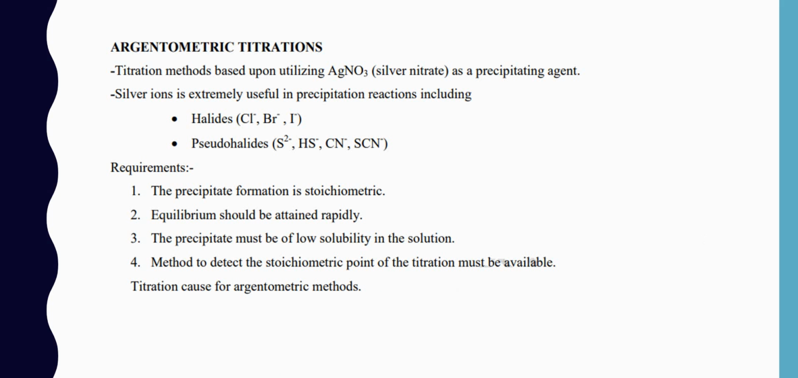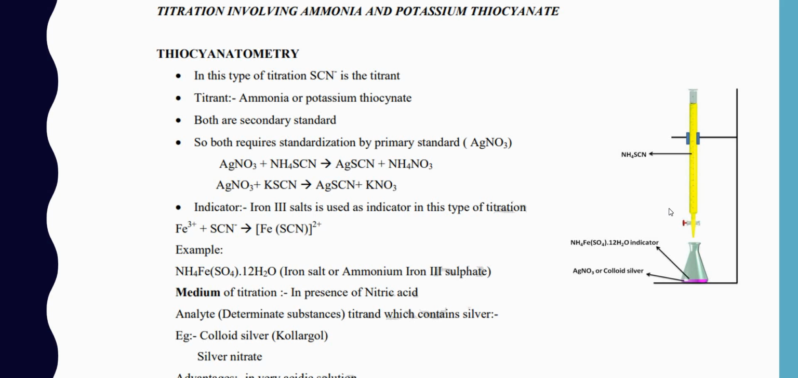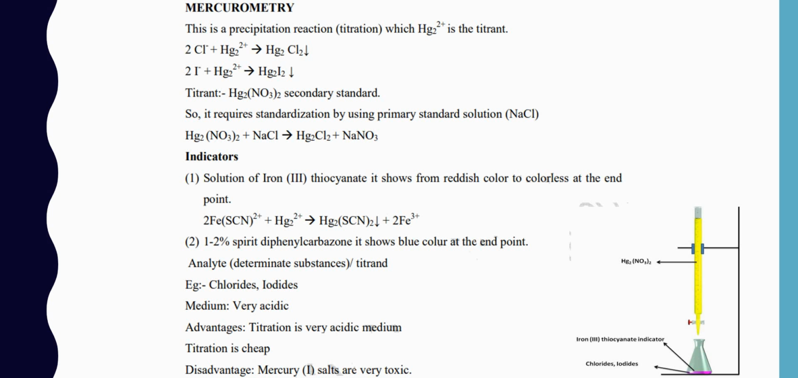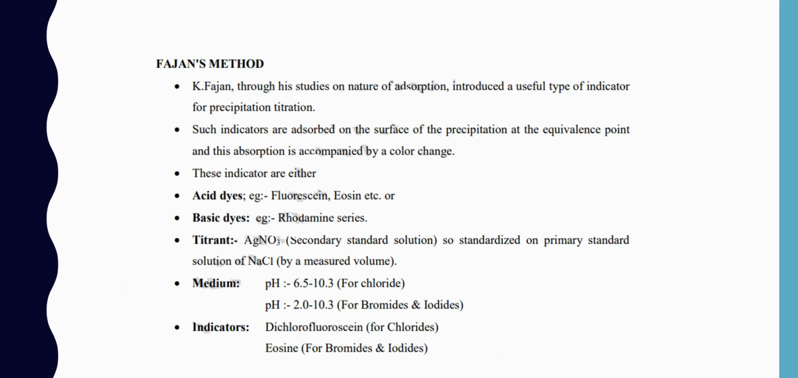Then we studied argentometric titrations, where silver nitrate is used as a precipitating agent. We call them argentometric titration. This is the plot for argentometric titration. Then titration involving ammonium and potassium thiocyanate, that we call thiocyanometry. This we studied. Then mercurometry we studied. Then Gay-Lussac's method, Mohr's method, and Volhard's method we studied. Fajans' method we studied.